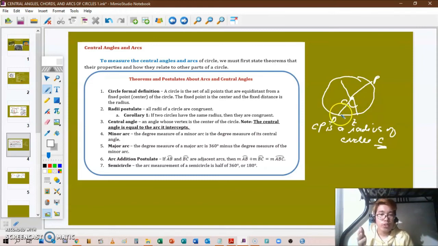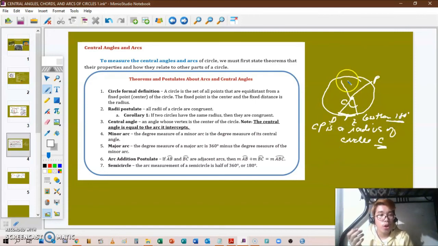Then we have a minor arc. The degree measure of a minor arc is always less than 180 degrees. So we have here this arc DE. The degree measure of a minor arc is the degree measure of its central angle, and another point to take note of, it's always less than 180 degrees.